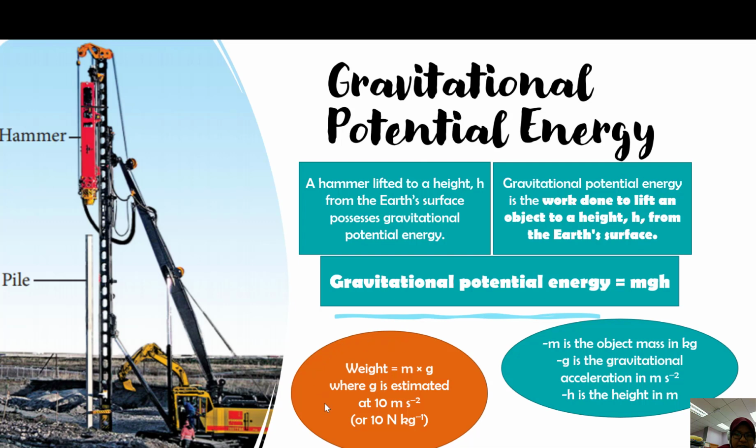Just to remind you what weight is, usually we talk about mass. So when you want to get weight, it equals m times g, where g is estimated to be 10 meter per second squared.